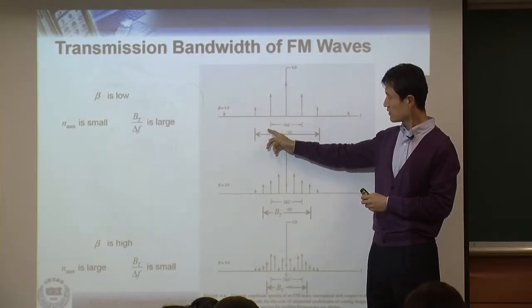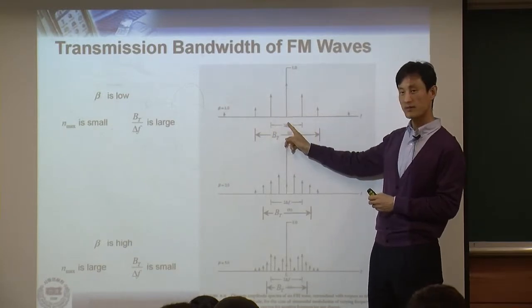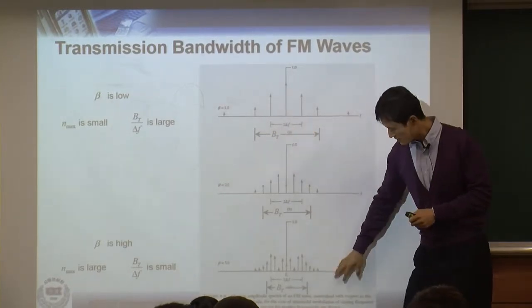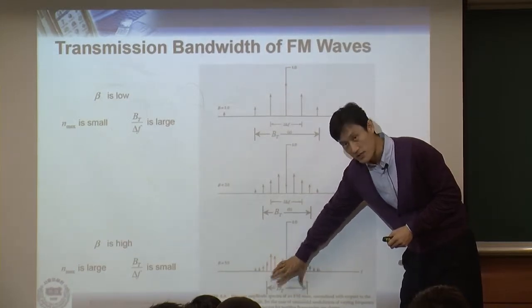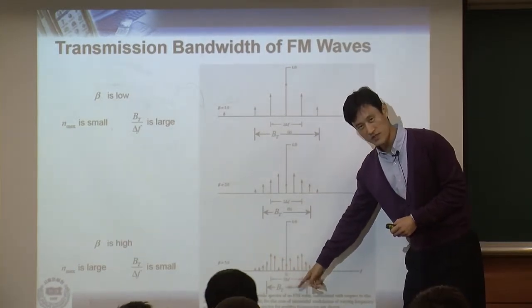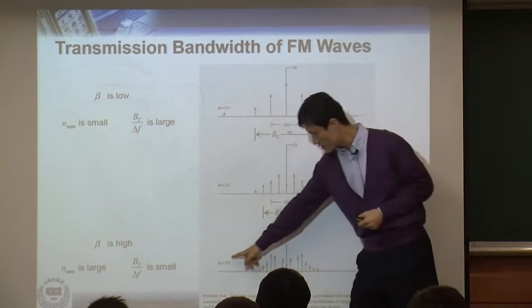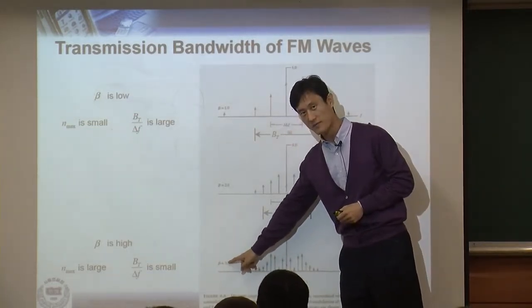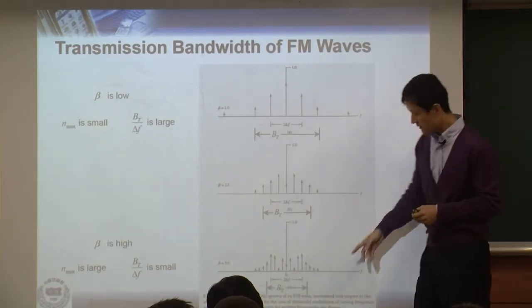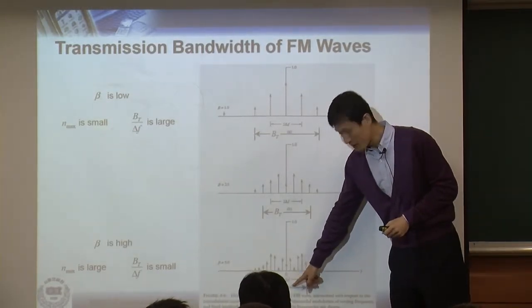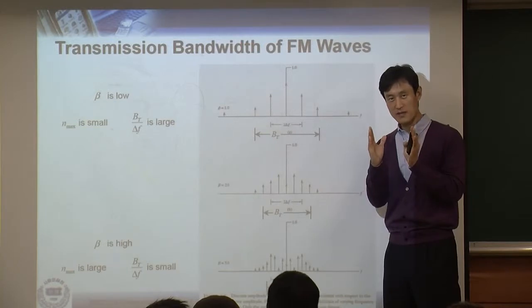BT is relatively much bigger than 2 delta F. Same thing for this one. This much is 2 delta F, and BT is only that much. So compare these two, they look almost similar, right? If you increase the beta, now it's 5, but let's increase the beta to, let's say, 20. Then 2 delta F and BT are almost the same, right?